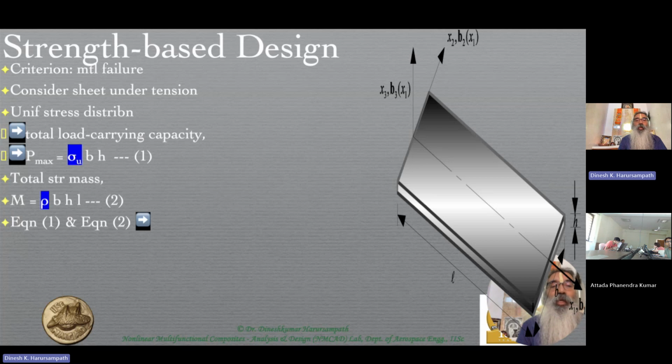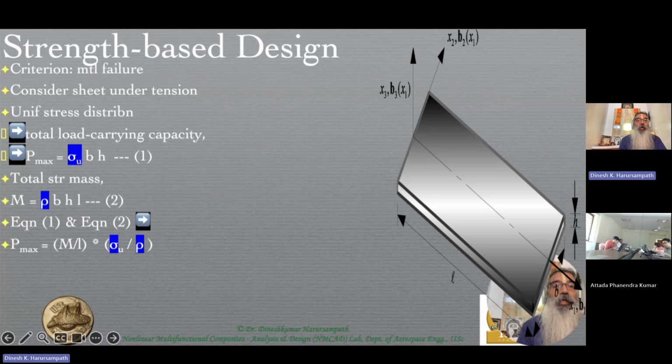So keeping all this in mind, we want to combine these two equations, which is what we will do next. And when we combine these two equations, we want to eliminate certain quantities, which is essentially your other design choice H. And automatically, because if you're eliminating H, your B also gets eliminated. And therefore, you end up with this particular equation. So in other words, you're replacing BH by P max by sigma U from the first equation. So BH is equal to P max by sigma U.